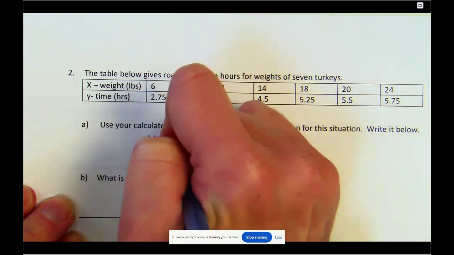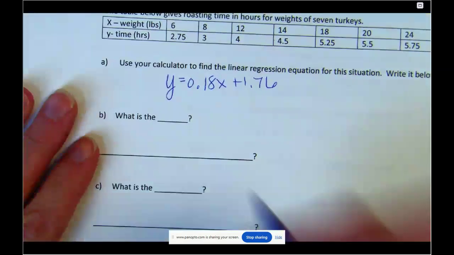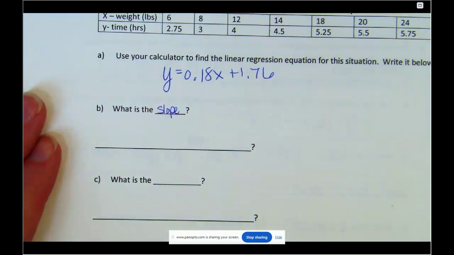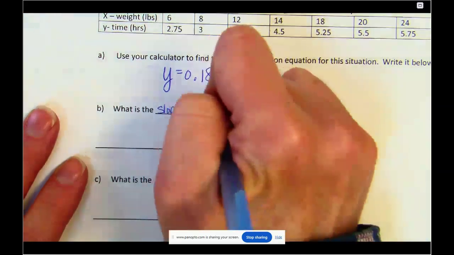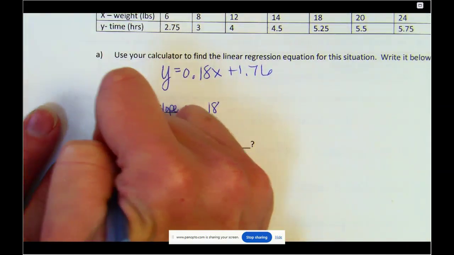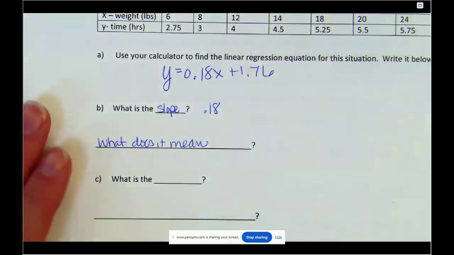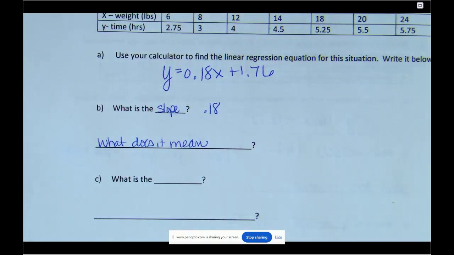Okay, so first question. What is the slope? What number is the slope? Yep, 0.18. Well, I want to know, what does it mean? What does that 0.18 tell us about turkey weight and roasting time? Because it's about a relationship. Slope is about a relationship.